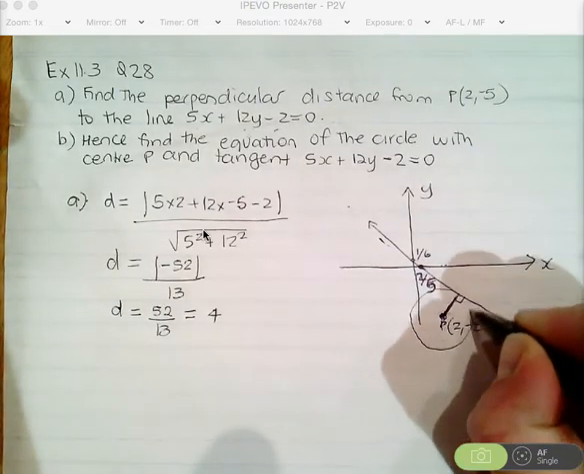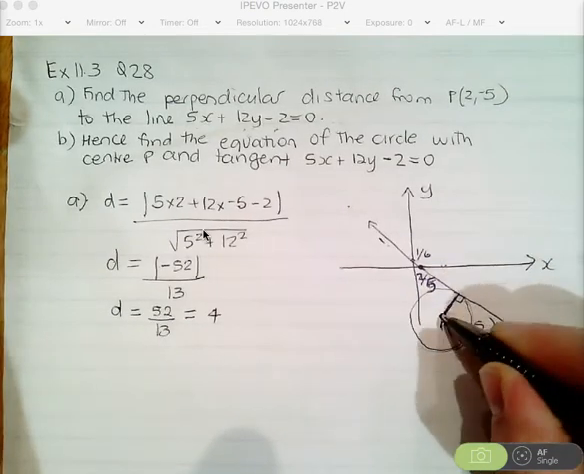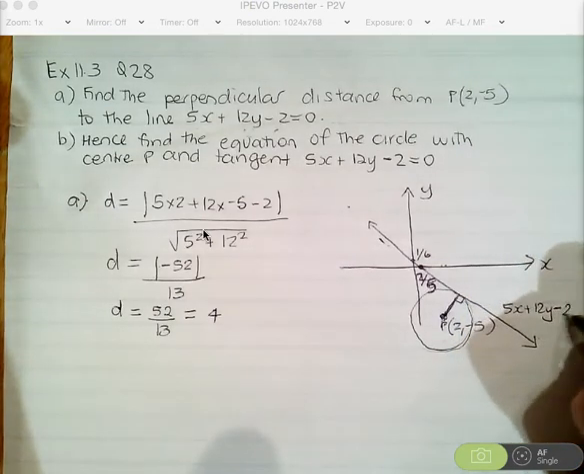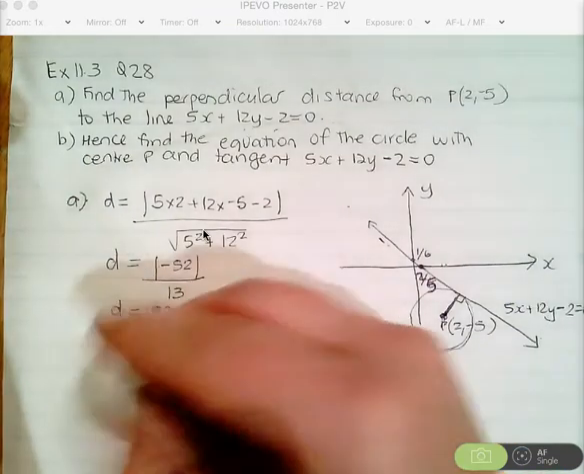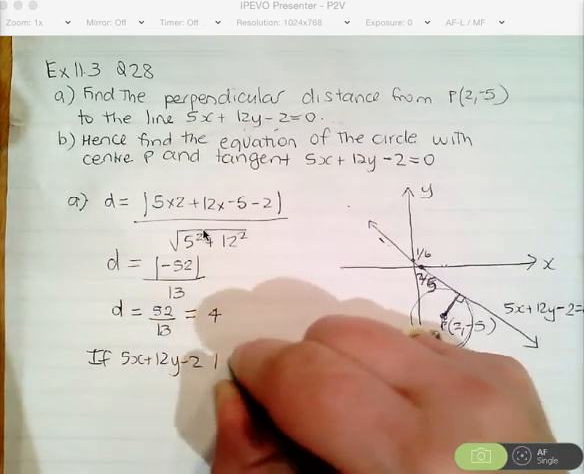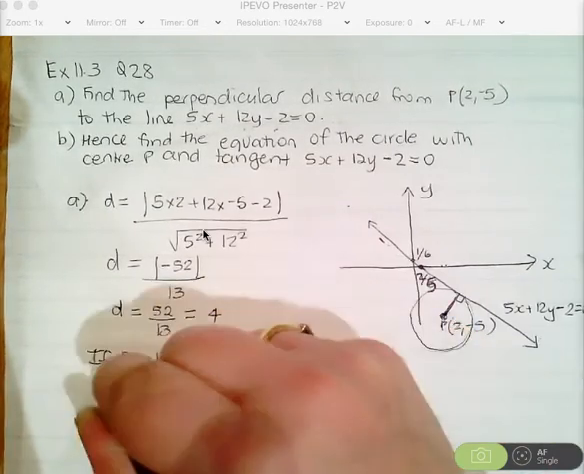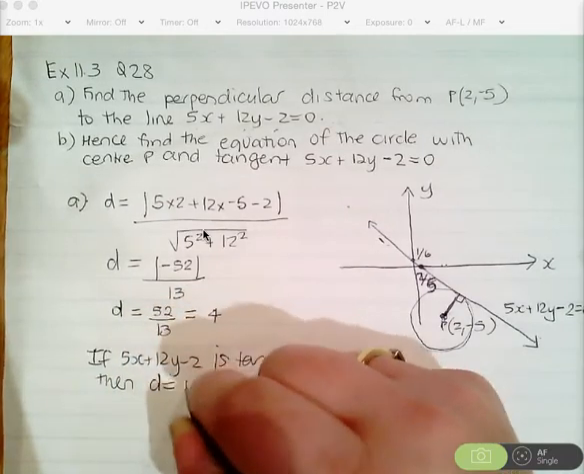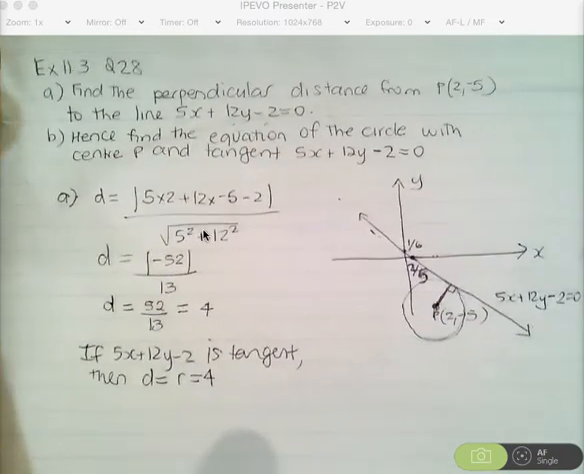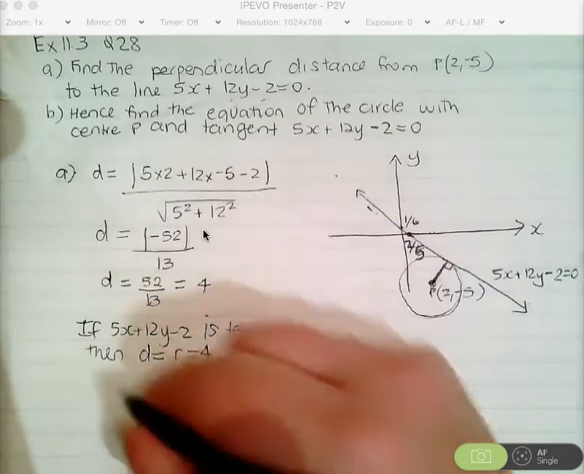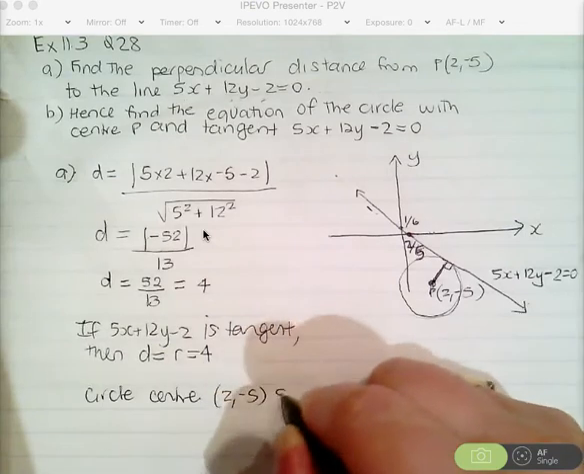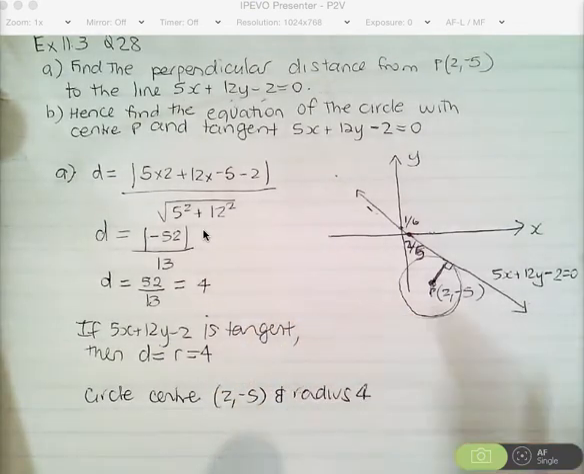In other words, if you want the center P and this line is a tangent, then it only touches the circle at one place. If the line is a tangent to your circle, then D, the distance, which is 4, is actually equal to the radius of your circle, which is equal to 4. And now they're just asking you to find the equation of the circle. So what you want is the circle with center 2, -5 and radius equal to 4. That's all that they're asking you to find.